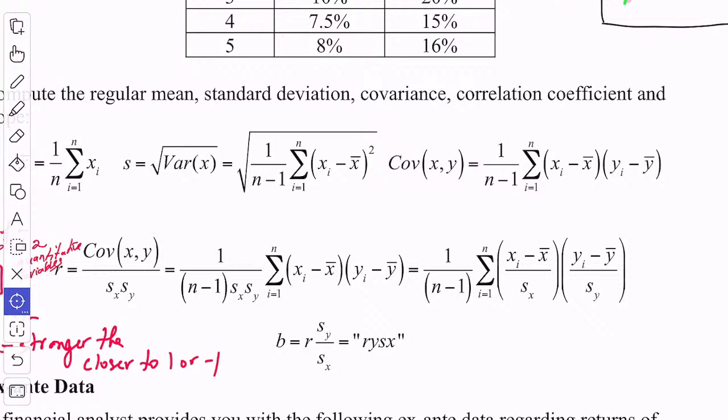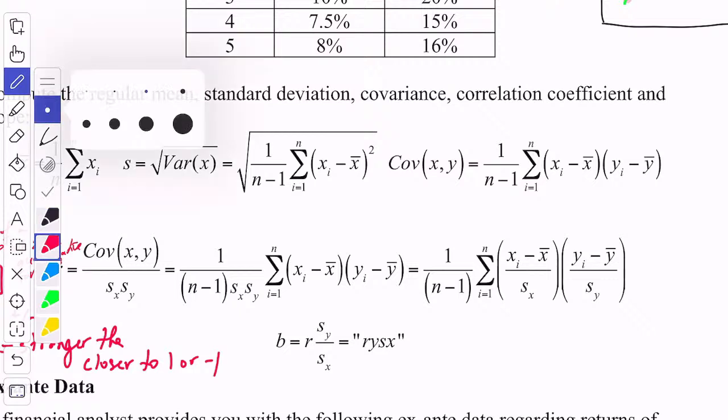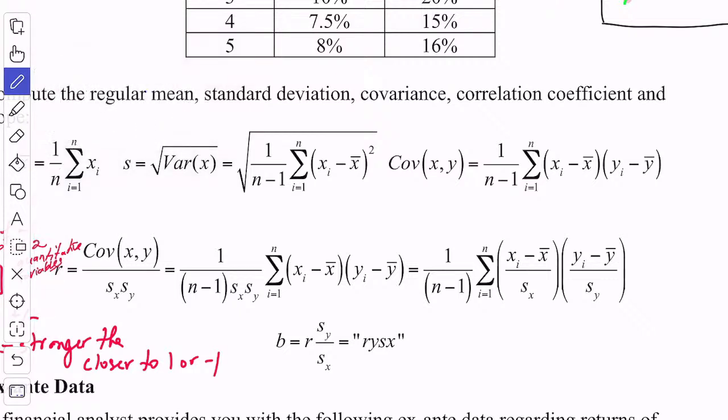Well, B will have the same sign as R, right? Because these are both standard deviations, they have to be positive. And B will have to have the same sign as R. So they'll have the same sign, but there'll be different values.